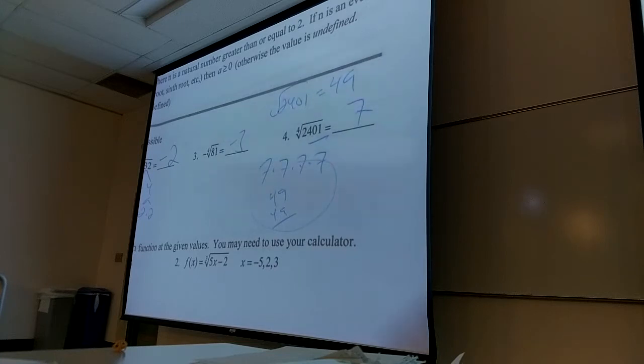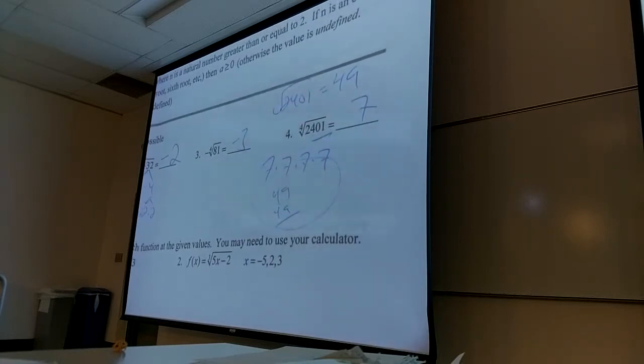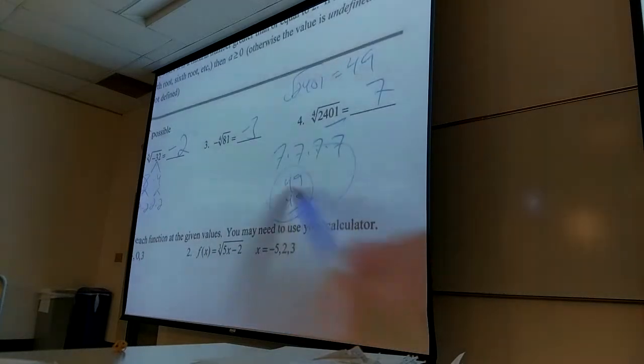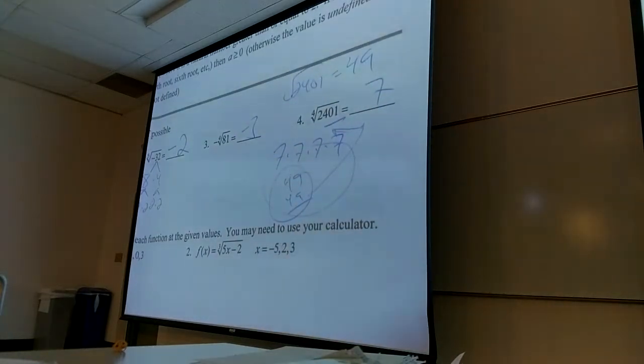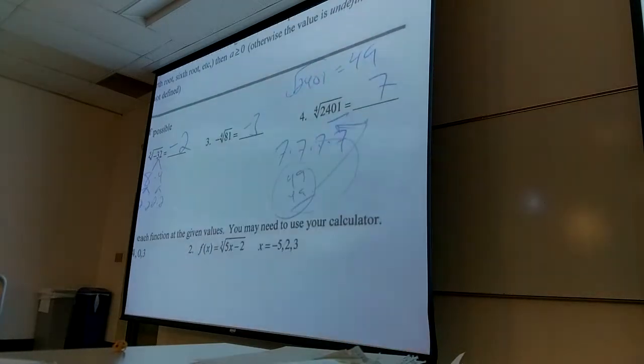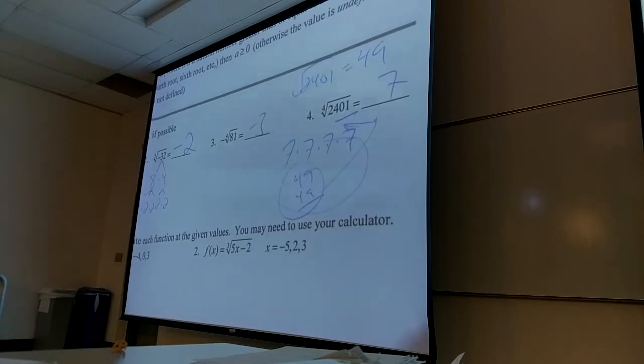Say again? It adds up to the answer. Yeah, these multiply to be 2401, I'm right? You're talking about the number adding up? Oh, yeah. Yes. Don't generalize that. That is a coincidence. I know, those are the most evil things.